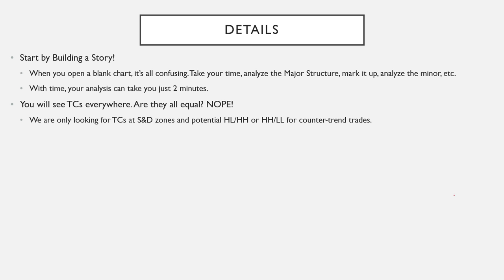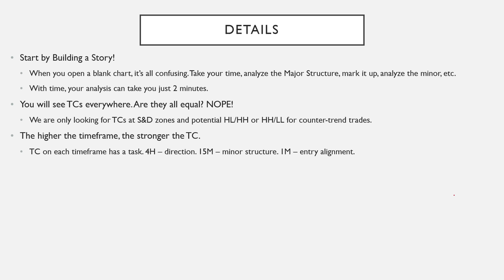All right, and again, the higher the time frame, the stronger the trend change. Okay, so each trend change has a task on each time frame. A trend change on the 4-hourly time frame is going to determine your direction. A TC on the 50-minute is going to determine your market structure. And a TC on the 1-minute is going to give you your entry. Again, the market is fractal and everything that happens on one time frame repeats on the other.